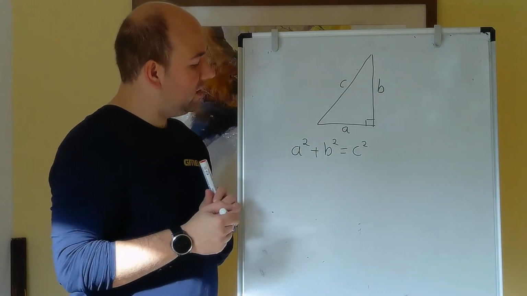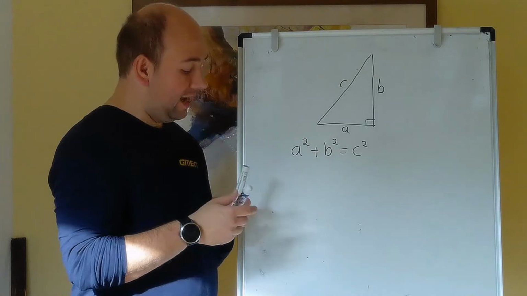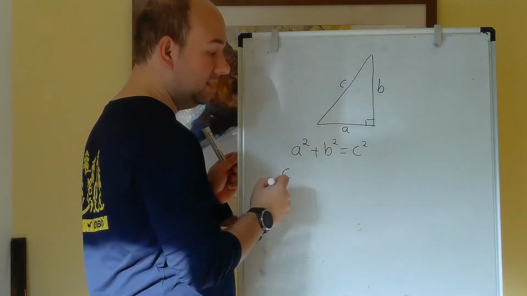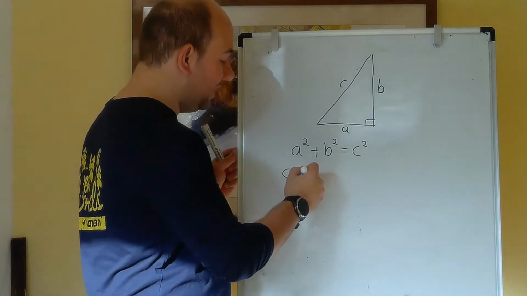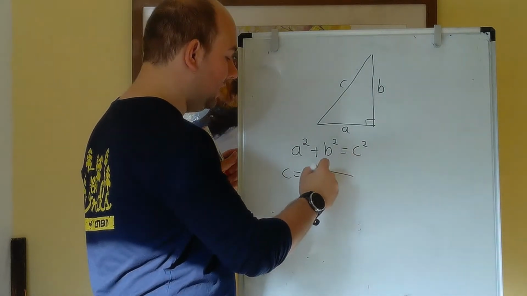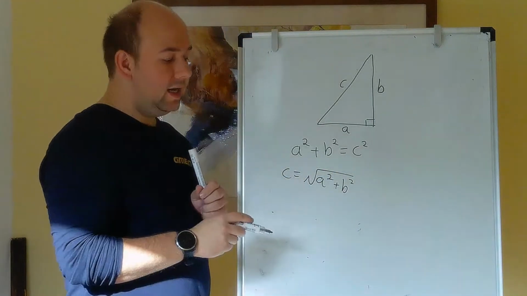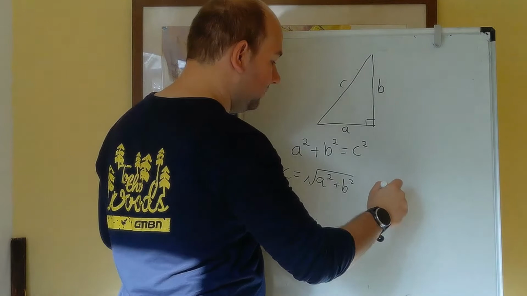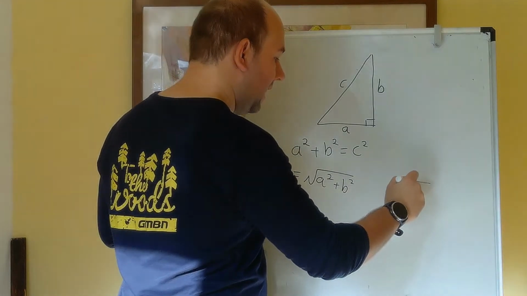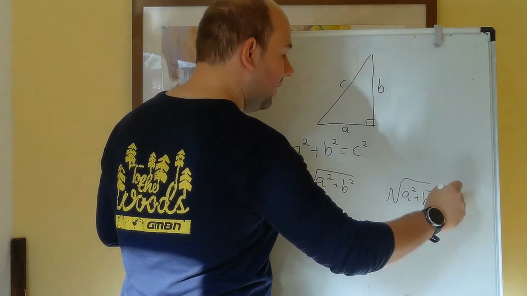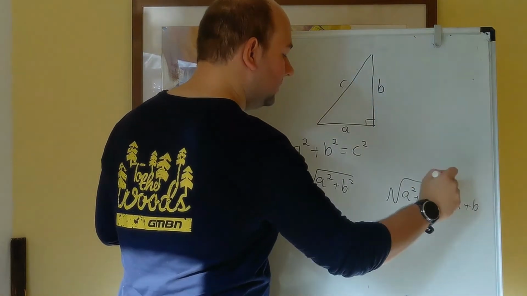This means that if we wanted to find the length of c, we have to square root the c squared to make it into a c, and therefore we have to square root the a squared plus b squared. Please note that the square root of a squared plus b squared is not the same as a plus b.